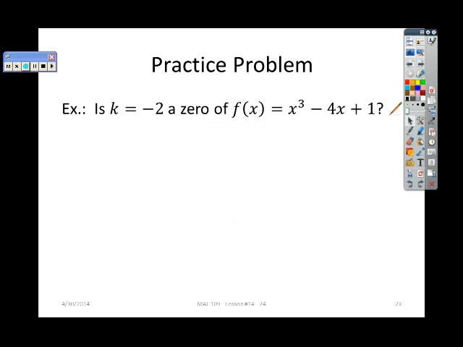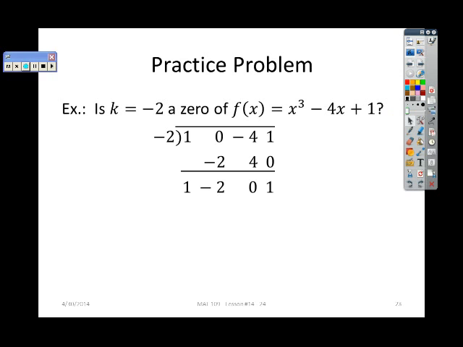Okay, y'all do this one. Is that a zero? And if you attempted the one way on the previous one, do the other way on this one. Just try both ways. Not zero, so it's not a zero.